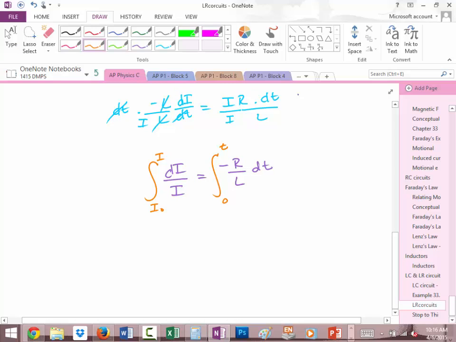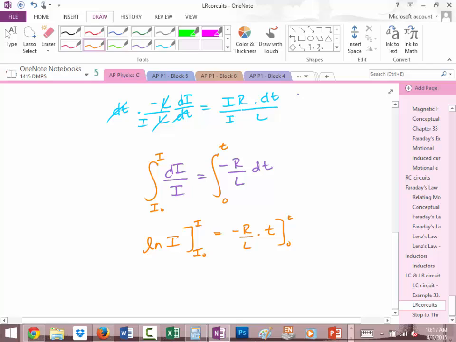Okay, let's integrate the left-hand side first because that looks like fun. What is it? Natural log. So the natural log of I, evaluated from I naught to I. And on the right-hand side, R and L are just constants. It's the resistance and the inductance, so that's no big thing. So that's just going to be negative R over L times T, evaluated from 0 to T, if we're going to be really good kids and write it out nicely.